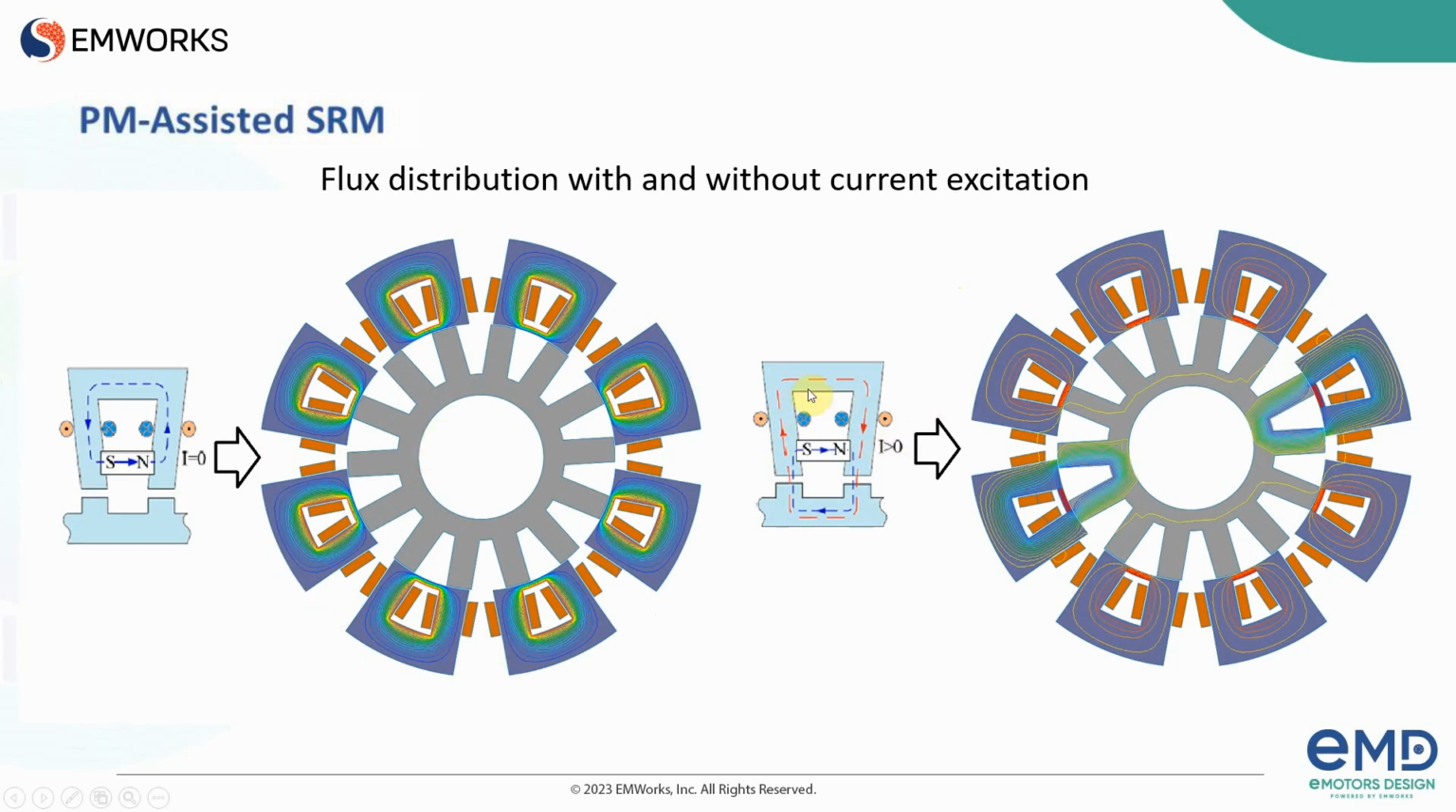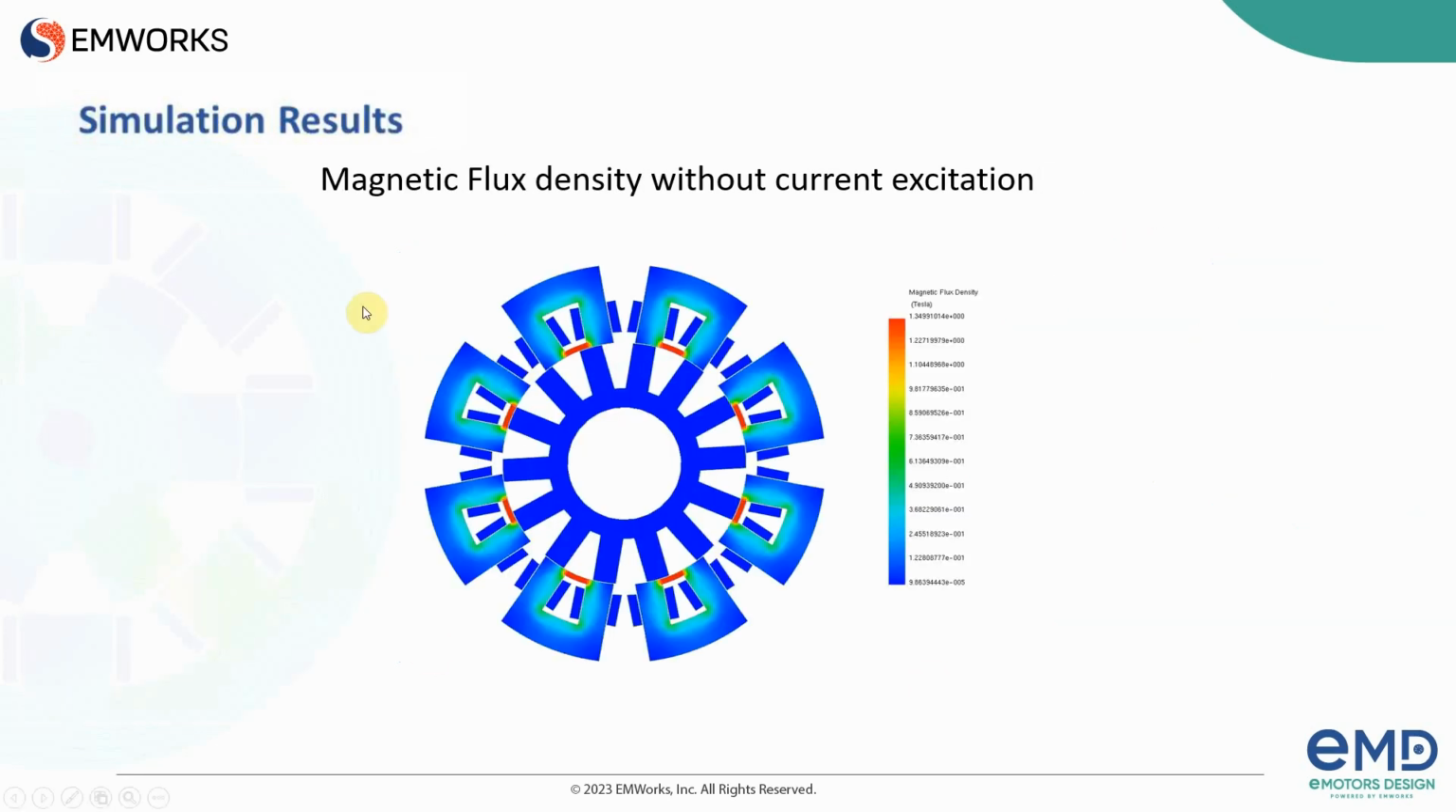And when we excite the coils, even the fluxes of the permanent magnets will go through the rotor and participate in the electromagnetic torque generation. Here is a sample of magnetic flux density distribution in the stator and the rotor when we don't have any excitation. We can see the stator has a little bit of flux density without saturation, but the rotor is not part of the flux path of the magnets.